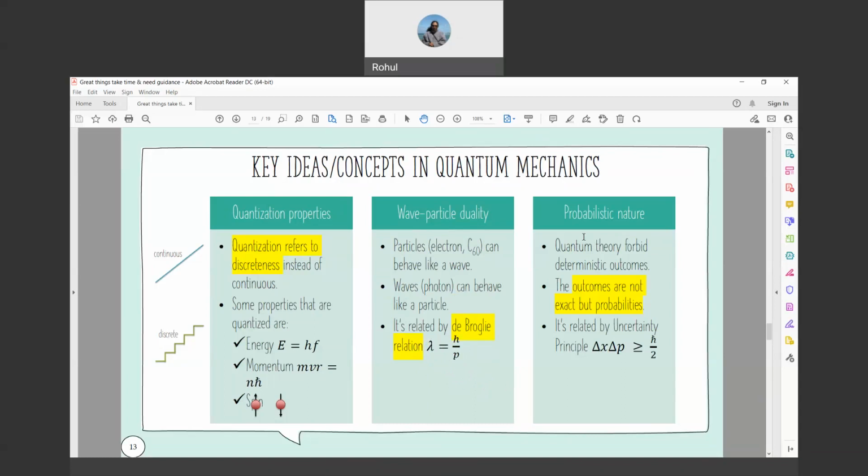And then finally, the probabilistic or statistical nature. Quantum theory forbids deterministic outcome, meaning that you cannot calculate precisely the outcome. What you get from the calculation is actually the probability. The outcomes are not exact but probabilities. It is related by the Heisenberg uncertainty principle: uncertainty in position, delta x, multiplied by uncertainty in momentum, delta p, must be greater than or equal to h bar over 2.